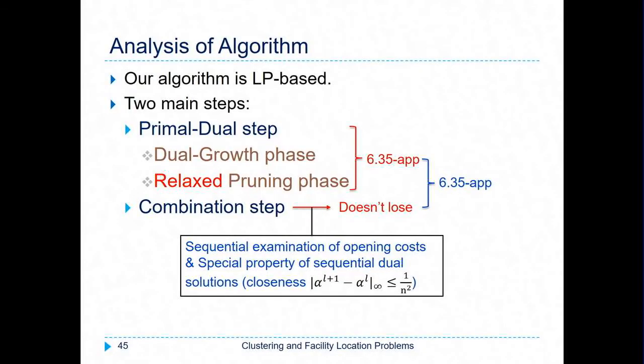We just lose an epsilon factor because this facility is not tight. So we lose an epsilon factor in the approximation. But we found this solution that has a size exactly k. And this is why we don't lose anything here, and we get the 6.35 approximation. Okay, so this concludes the part on the k-means problem.